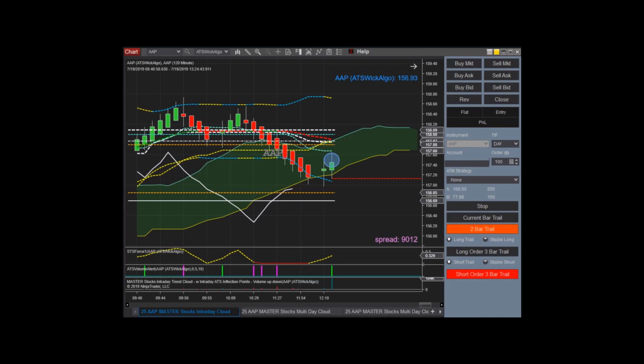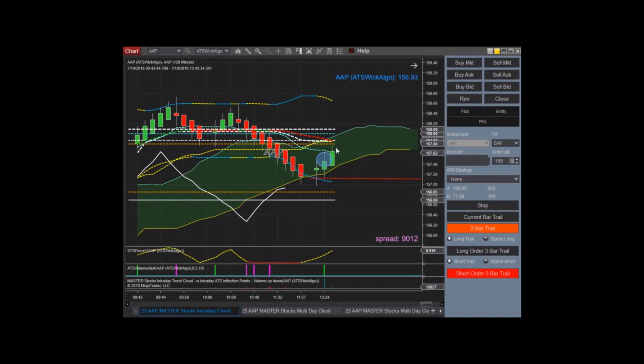The trailing order will follow the price action upward as the price approaches our level that we anticipate an inflection at on this flag pattern we teach to expect coming in through the cloud.